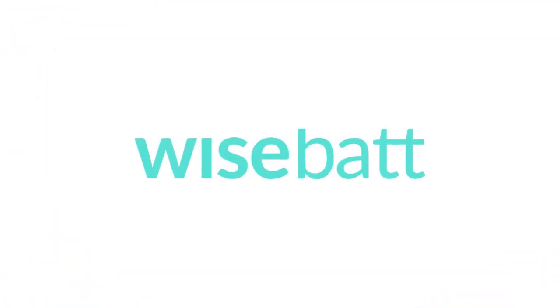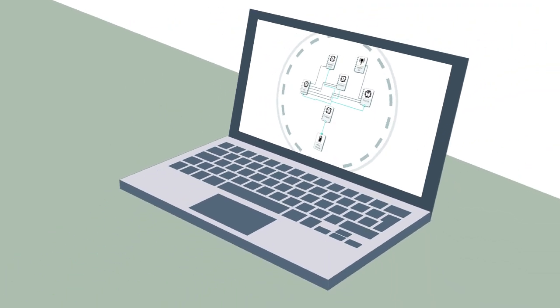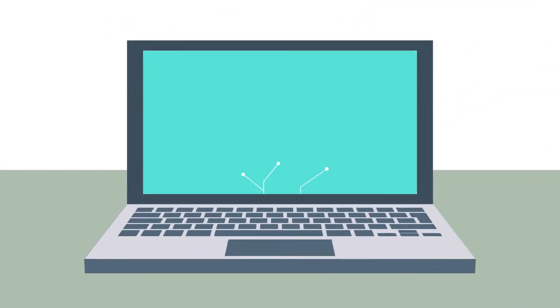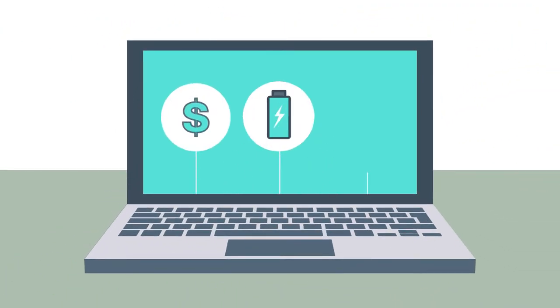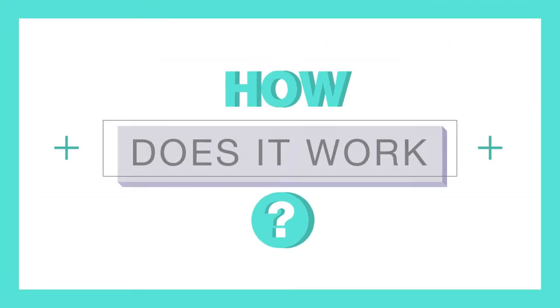Wisebatt is a simulation platform that allows you to create a virtual prototype of your device. Within minutes, you can now make the optimal choice between cost, battery life, and performance very early in the design cycle. Now, how does it work?